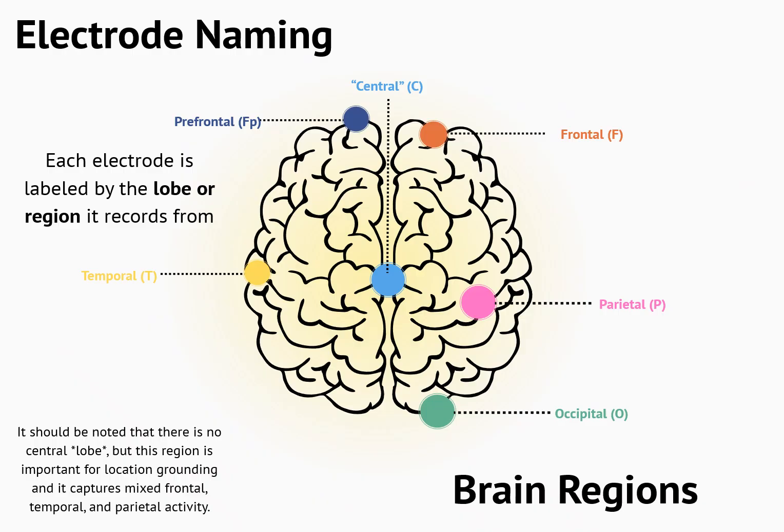So first things first is electrode naming. Each electrode is named according to the brain region it records from. The letters indicate the general area: F for frontal, T for temporal, C for central, P for parietal, and O for occipital. Something a little unique is that we have the FP electrodes, or prefrontal electrodes, which sit just above the forehead. And it's important to note that even though there's no central lobe in the brain, the central electrodes are key reference points because they pick up activity from overlapping frontal, parietal, and temporal areas.